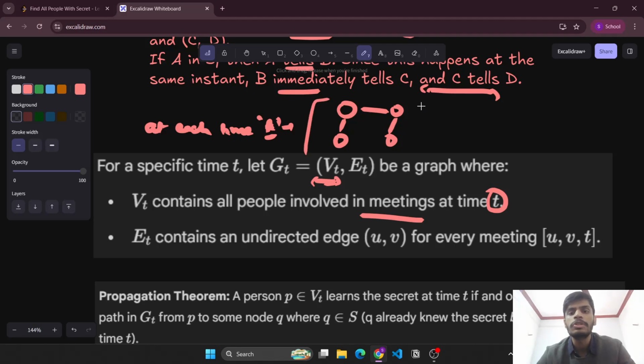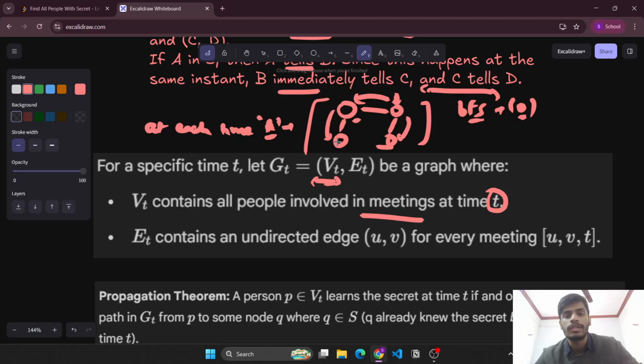Now once we have this graph built, we'll simply start a BFS. Suppose this person knows the secret, so we'll push this person into the BFS. Now we'll call the BFS. In the first step, it will be propagated to this, so these two will know the secret, and in the next step this will also know the secret. So we can start a multi-source BFS from all the people who already know the secret, and then propagate it forward using normal BFS in the graph that we have constructed.